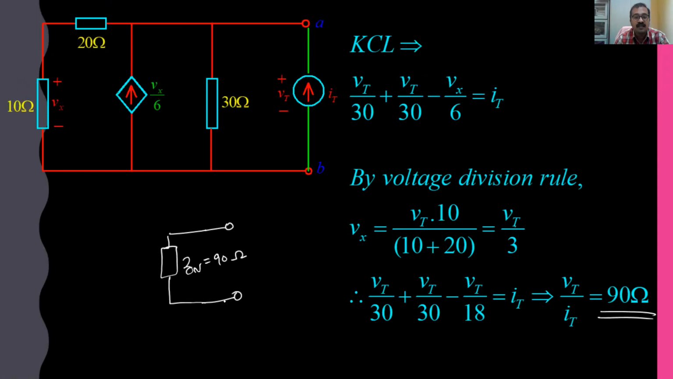So this is how we can apply Thevenin's theorem to convert a given network into its equivalent practical current source: a Norton current source IN in parallel with a Norton impedance ZN.